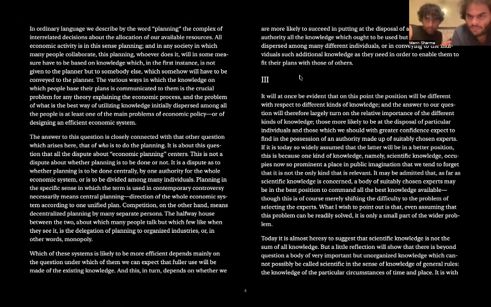It may be admitted that as far as scientific knowledge is concerned, a body of suitably chosen experts may be in the best position to command all the best knowledge available, though this is, of course, merely shifting the difficulty to the problem of selecting the experts. What I wish to point out is that even assuming that the problem can be readily solved, it is only a small part of the wider problem.